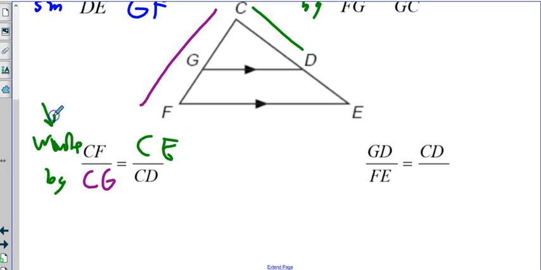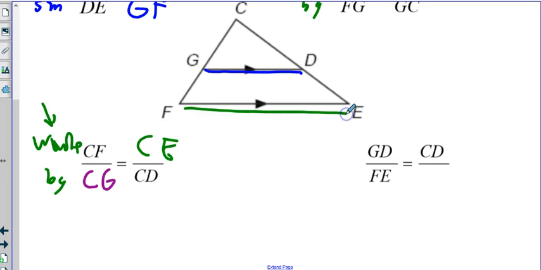So, something really helpful to have this. All right? GD, what's that? GD is right here, and FE is right here. Okay? So, GD, CD, if we went this way, so FE, CE.